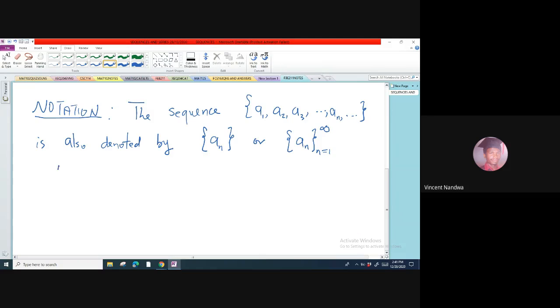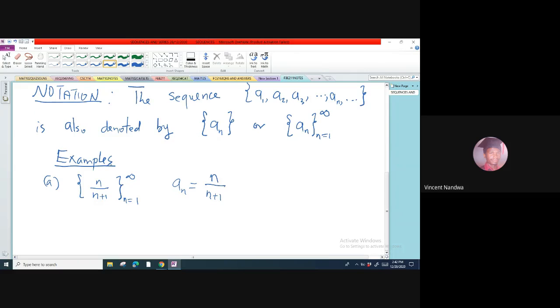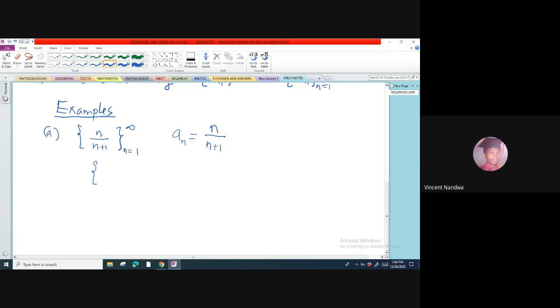So, examples. The first one, we can have this sequence: N over N plus 1, N from 1 to infinity. So this is an example of a sequence. In this case, AN is given by N over N plus 1. Then we can list a few terms: when N is 1, we have a half. When N is 2, we have 2 over 3. When N is 3, we have 3 over 4. When N is 4, we have 4 over 5, etc. So this is that sequence A.